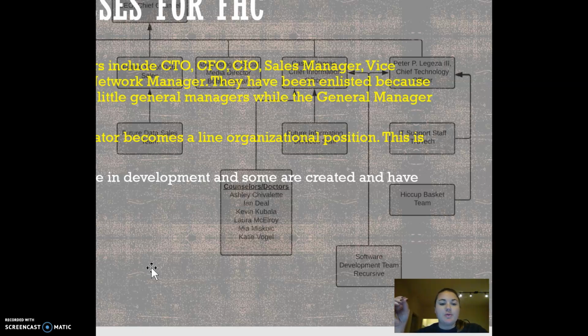Another process is matrix organization. The integrator becomes a line organizational position. This is needed for a power balance. So we do have a little bit of a power balance when we have brought in our vice president.